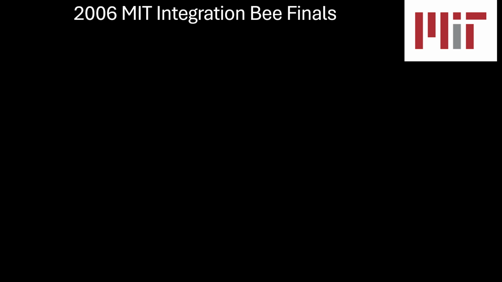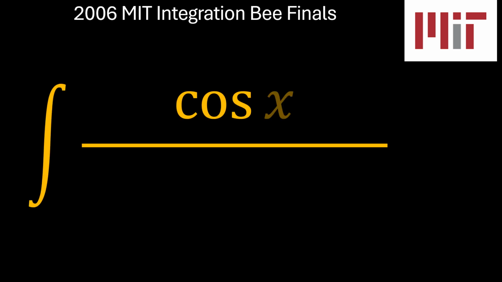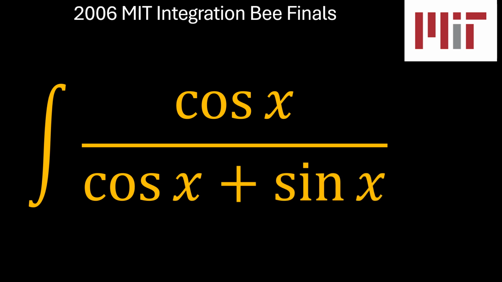Of the mathematics. Now, today we move forward to the 2006 MIT Integration B finals. Problem number 1, which happens to be the indefinite integral of cosine x over cosine x plus sine x. This is a tricky but simple problem to work on. So let's see how we may be able to solve it. We're going to use the first method.